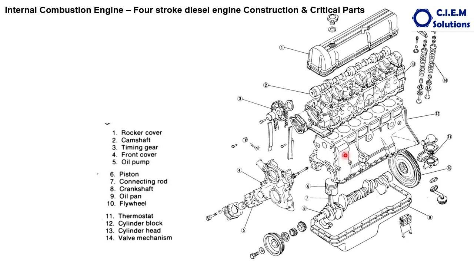Then above the cylinder block, this is called the cylinder head. The cylinder head is fitted on the top of the cylinder block. In between there will be a gasket to prevent the leakage of gases, coolant or any liquid. The cylinder head also contains some more critical parts like valves, valve seats, valve springs, and push rods, etc., which will be on this side.